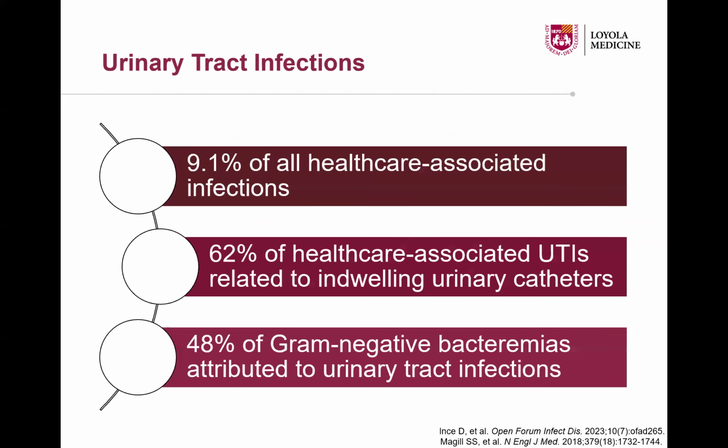Some further statistics. So 9.1% of all healthcare-associated infections are urinary tract infections. And when we look on the inpatient side of it, 62% of these healthcare-associated UTIs are related to indwelling urinary catheters. So that's going to be an important theme, is really adequate source control for patients. And then this last point I really like to highlight, and it'll come again when we talk about some of the data for duration of therapy, is 48% of gram-negative bacteremias are attributed to urinary tract infections. And so when we look at some of that data, it's not specifically a complicated UTI study, but a majority of those patients are falling into this bucket.